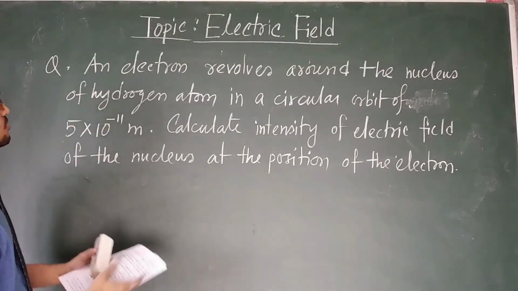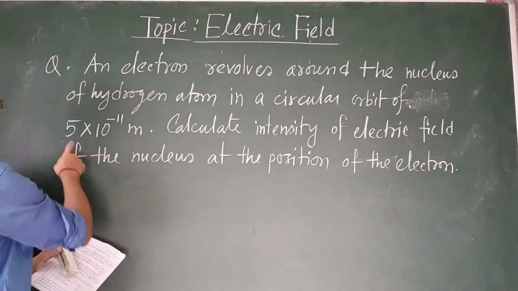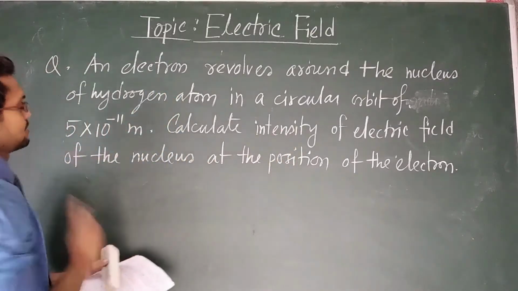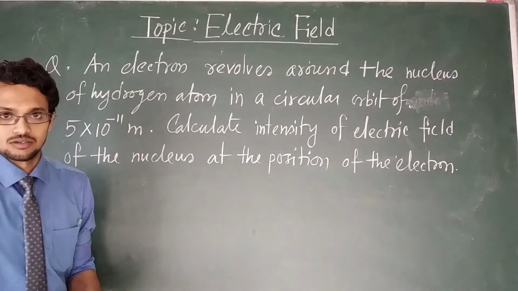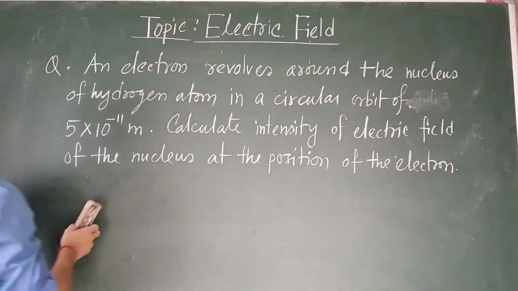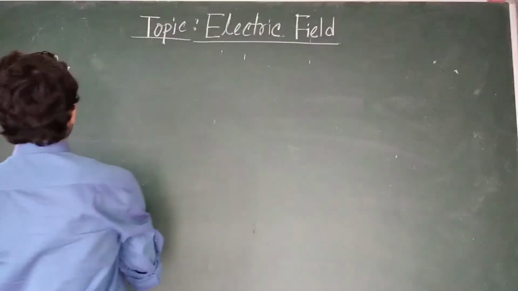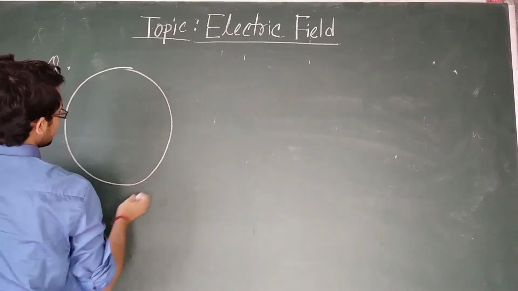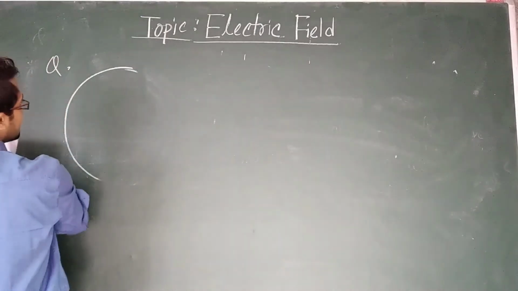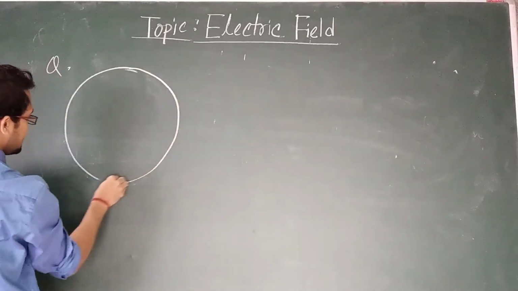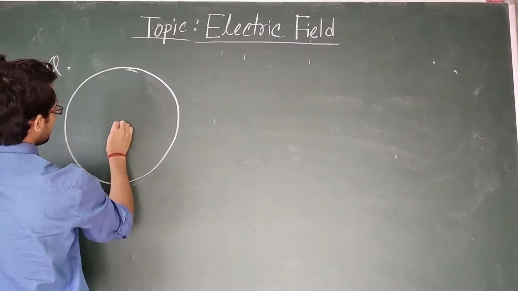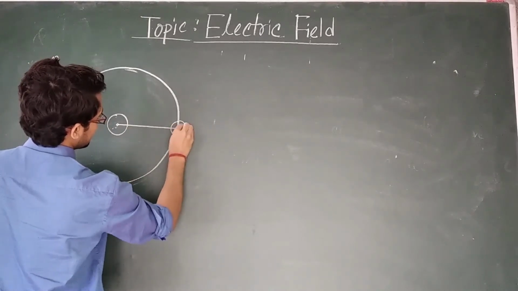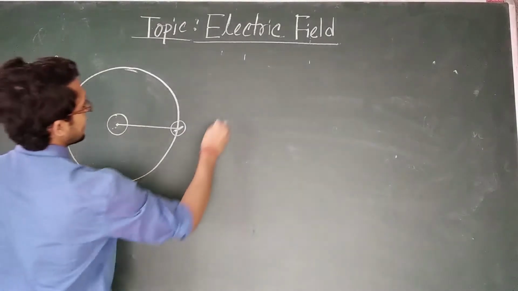There is another numerical. An electron revolves around the nucleus of a hydrogen atom in a circular orbit of 5 into 10 to the power minus 11 meter. Calculate the intensity of electric field of the nucleus at the position of the electron. Copy this question, now I will solve this. Draw an orbit in which the electron is revolving. This is a circular orbit, this is the nucleus, and suppose this is the electron, a negative charge. This is a hydrogen atom.